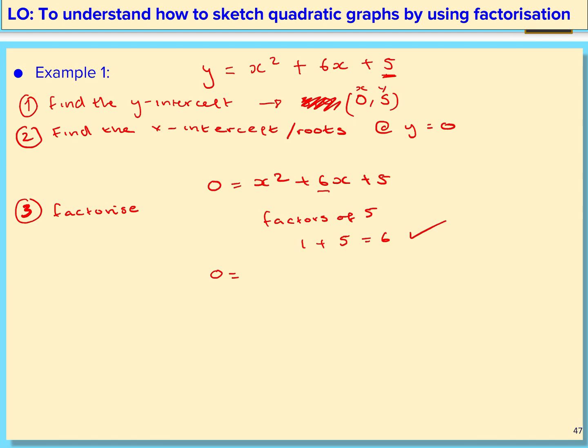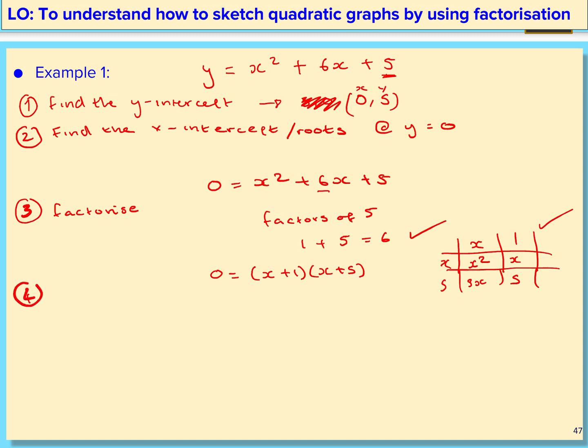So what we have is 0 equals (x plus 1)(x plus 5). When we factorize, we can even check if that's correct. When we multiply out the brackets in the corner over here, we can check if we factorized it correctly. And I suggest that you always check. So x times x is x squared, x times 5 is 5x, 1 times x is 1x, and 1 times 5 is 5. When we add them all together, yes, we do get x squared plus 6x plus 5. So we factorized it correctly.